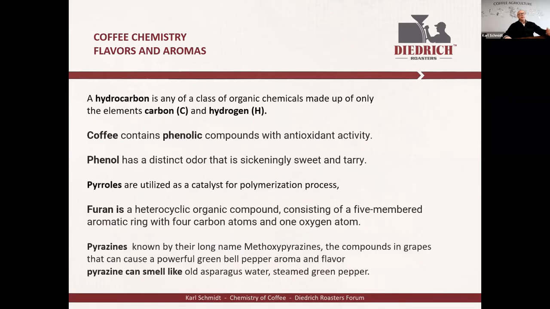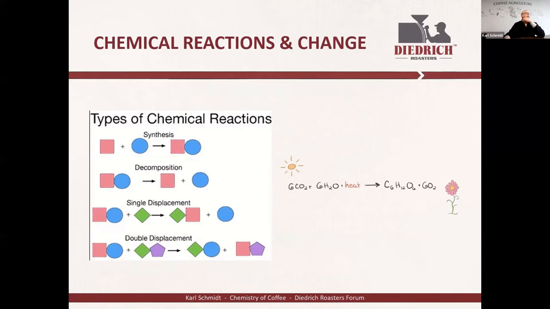Now, with all of those, we're defining the flavors and aromas that come off. I'm skipping this here because it's going to come again a little bit later. But all of the phenolic flavors, the hydrocarbons, the pyrroles, the furans, the pyrazines, all of them will be developed during these chemical reaction stages, coming around the turning point of the roast and walking our way up to first crack. But in order to really understand what that means, we have to recall the four most important types of chemical reactions, in particular in the field we are in, roasting coffee.